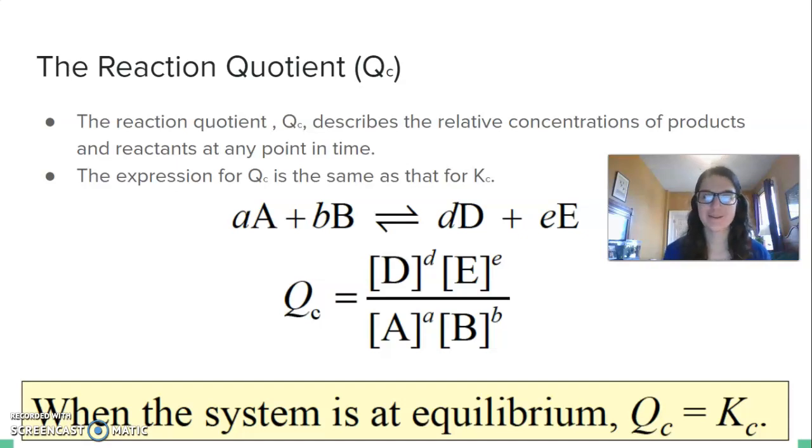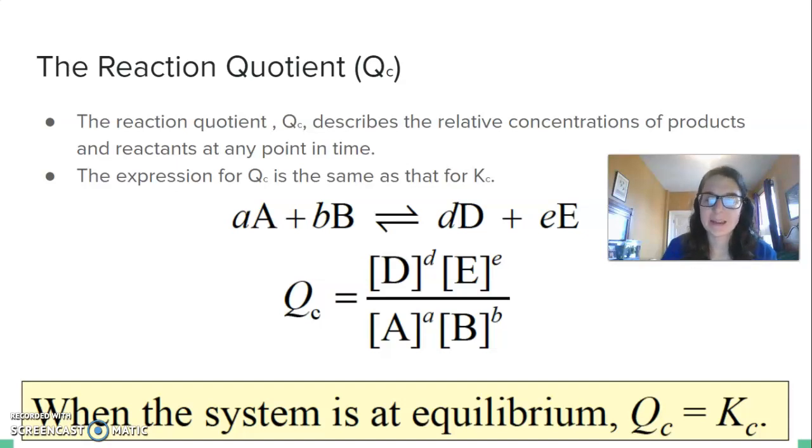Good morning, AP Chem. This is where we left off yesterday with notes, talking about the reaction quotient, Qc. Again, the reaction quotient, Qc, describes relative concentrations of products and reactants at any given point in time. It's not necessarily at equilibrium, although it can be at equilibrium. So the expression for Qc is the same as the expression for Kc, which is the concentration equilibrium constant.